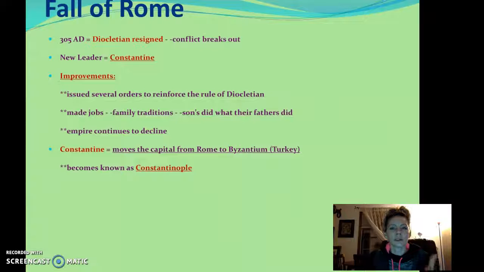Constantine also embraced the religion of Christianity at this time. So no longer are we going to follow the mythology, we're going to switch to that Christian religion.